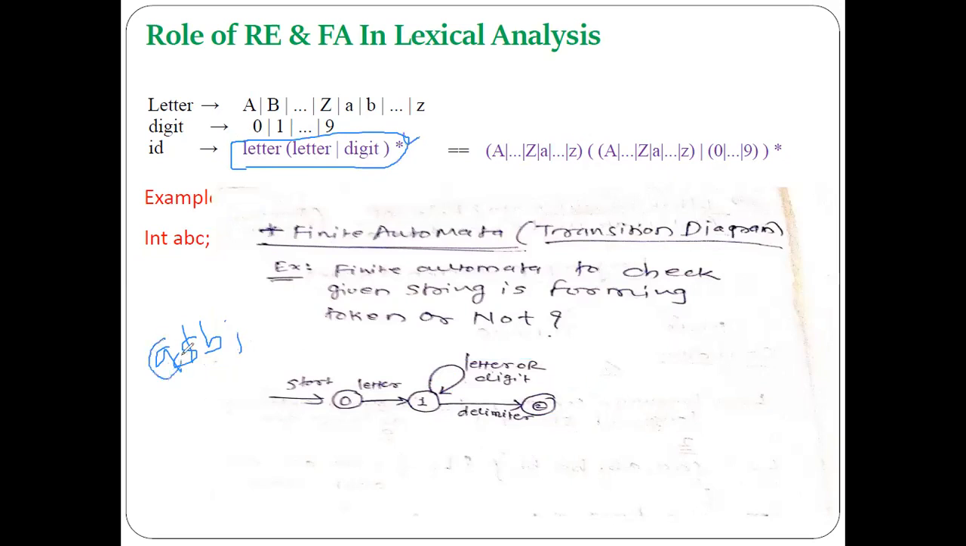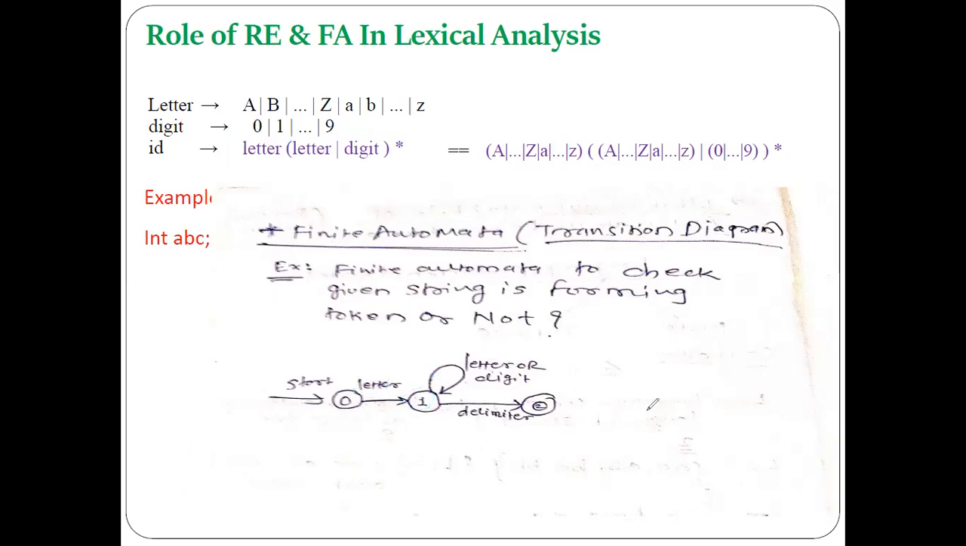What is the first character? A. A is a letter. Yes, it is satisfying. Then you go to the next state, one. After the A, what is there? Dollar. Now is dollar a letter? No. Is dollar a digit? No. Then your finite automata will fail here. It means your input, which you are checking using the first phase of the compiler, the lexical analyzer, will fail here, and the compiler will give you the error.